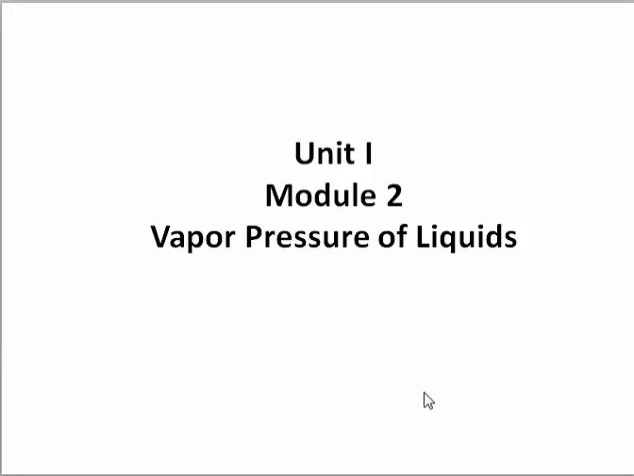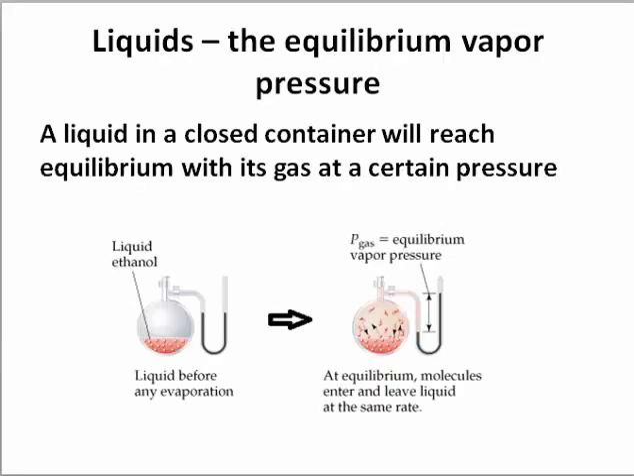This lecture is for Module 2 of Unit 1 on the vapor pressure of liquids. Consider a liquid in a closed container. Here we see liquid ethanol sealed inside a closed container. You may imagine that there is nothing above the ethanol, that the container has been evacuated.